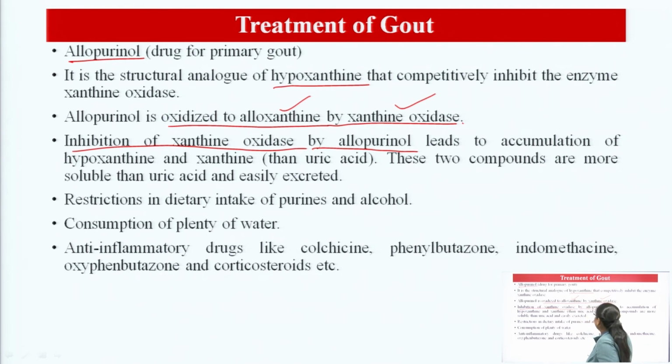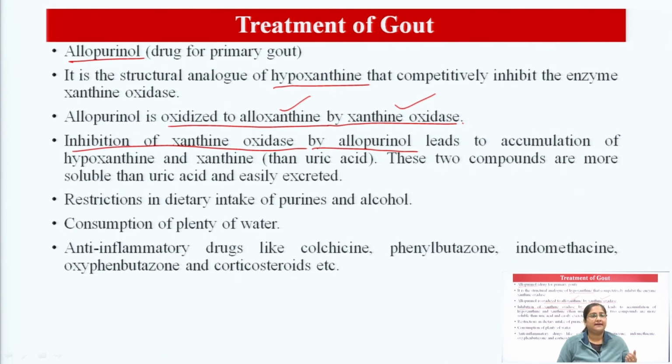Xanthine oxidase is the enzyme. So, inhibition of this xanthine oxidase by allopurinol leads to the accumulation of hypoxanthine and xanthine, and these two compounds are more soluble than uric acid. So, they are finally and easily excreted.